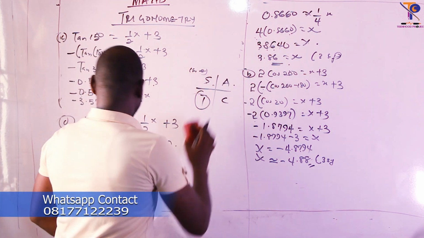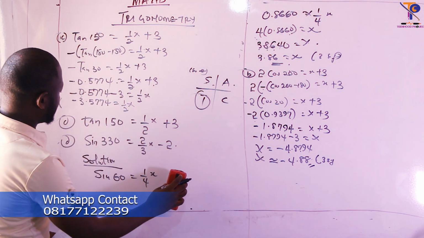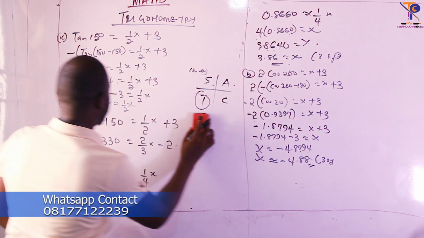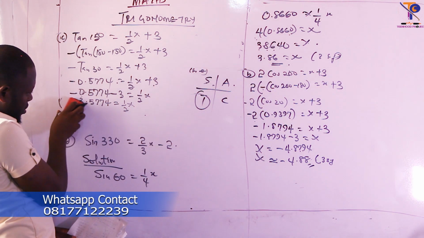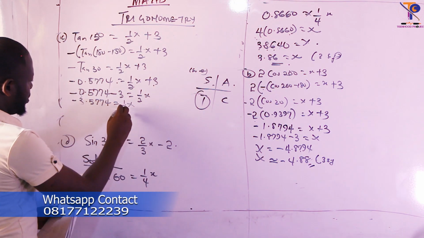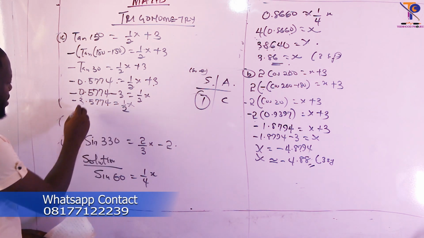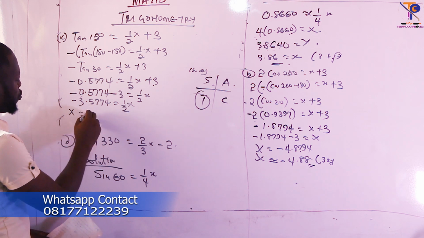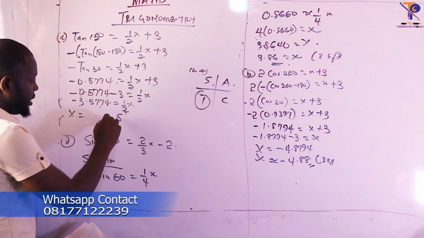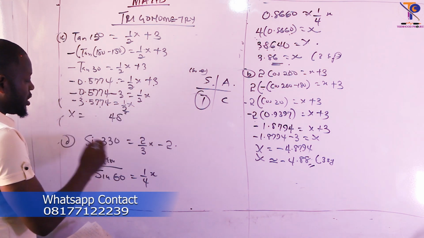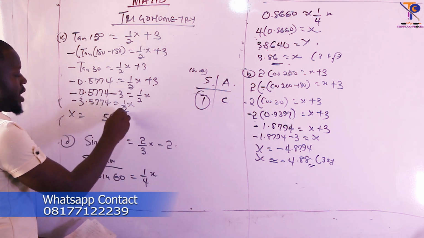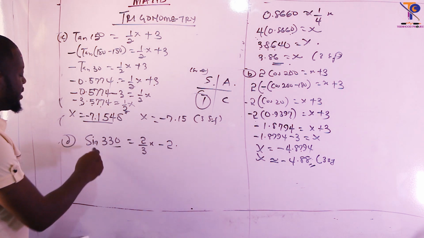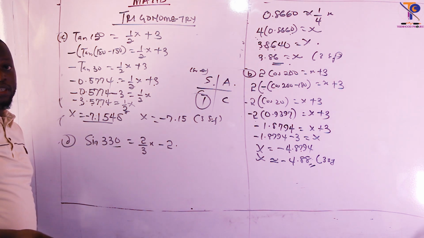So let me clean this part. Sorry. Let me clean this. So let me finish this part. So we have, if you multiply, I will have x is equal to 8. This one is 14, that is 4, keep 1. This one is 14 plus 1, that is 15, keep 1. This one is 10. To the last question, sine 330.